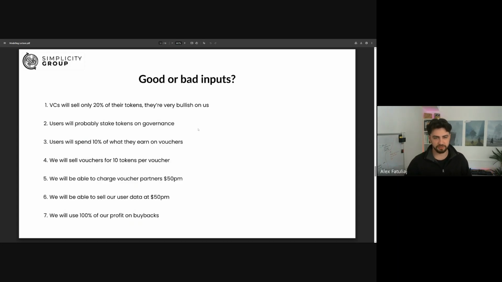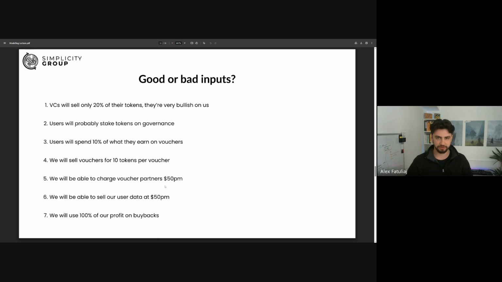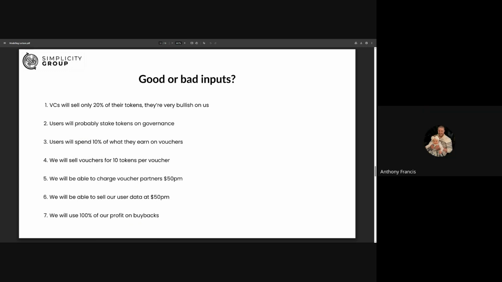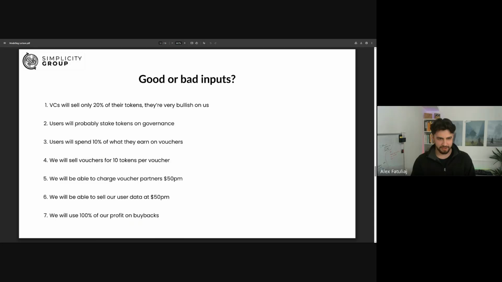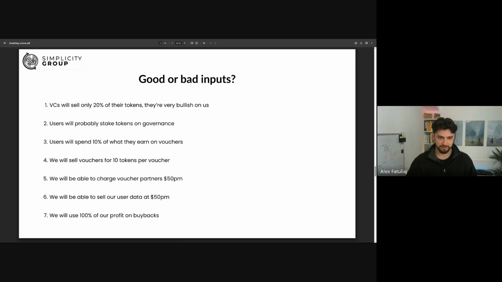Users will probably stake tokens on governance. Is that a good input or a bad input? That is also quite bad. Yes. Users will spend 10% of what they earn on vouchers. Well, I would say it's bad. It's assumptive still. Exactly. Yes, it's an assumption, but the fact that users will spend. So what are they spending right now? You don't know, right? I'm being a bit pedantic, but it's more to deliver the point.